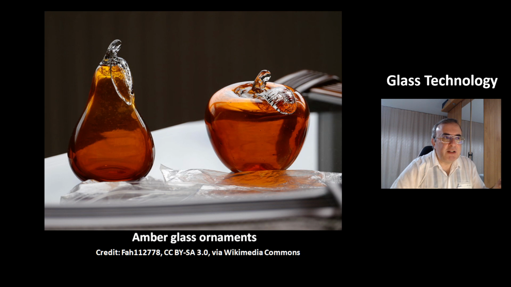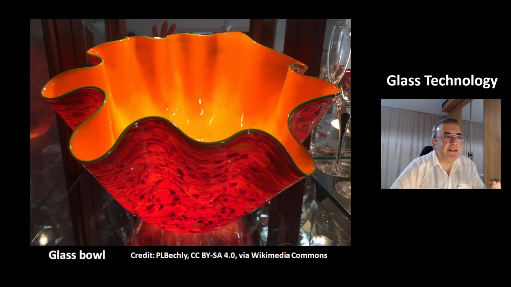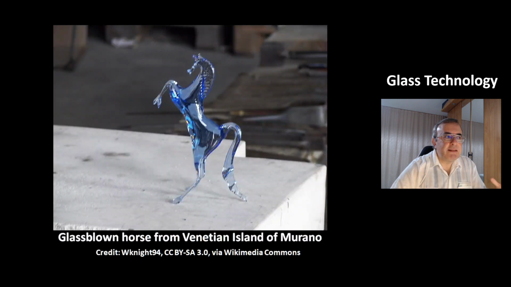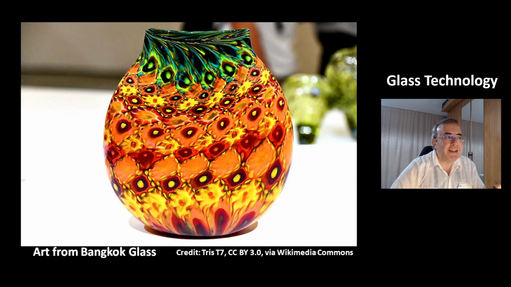This is a picture of glass art. That's amber glass ornaments. This is a nice picture of a glass bowl. This is a glass-blown horse from Venetian island of Murano. Venice has a very long tradition of making glass products. And this is my personal favorite. It's a very beautiful art from Bangkok Glass.